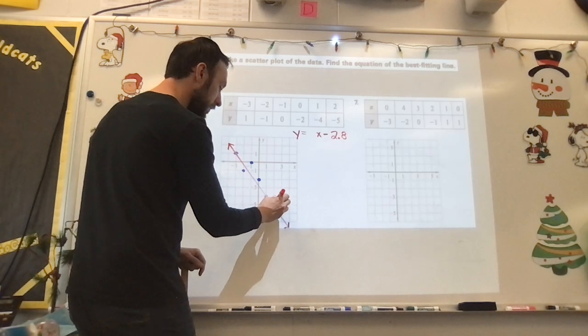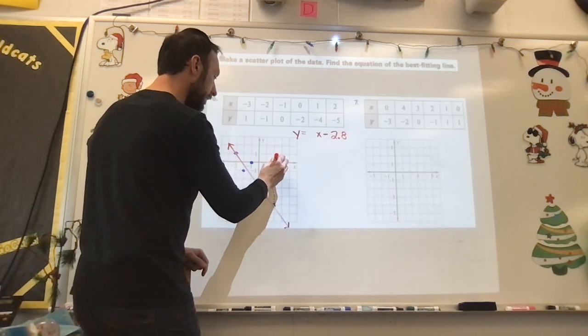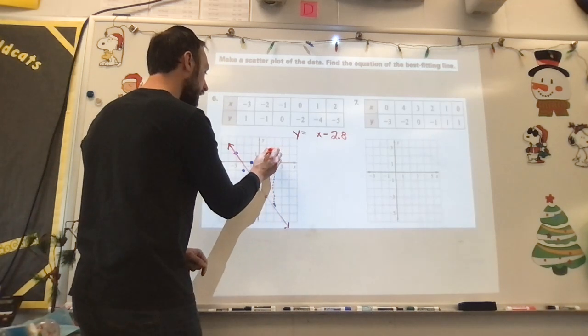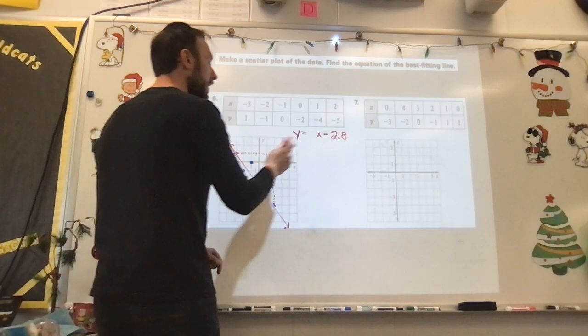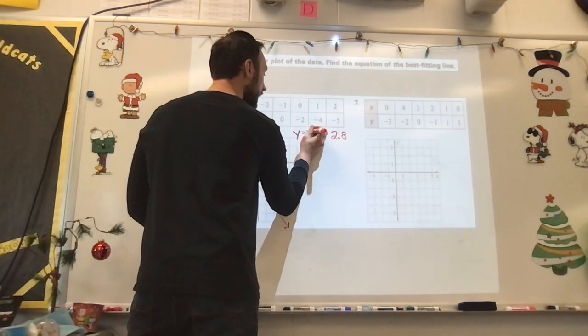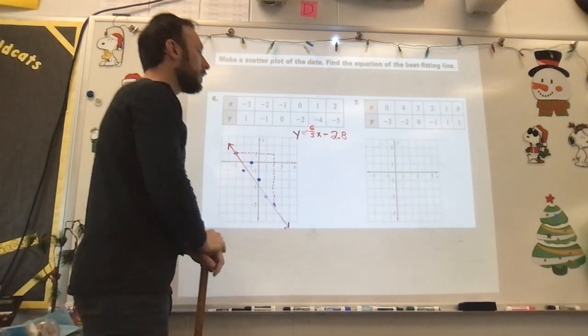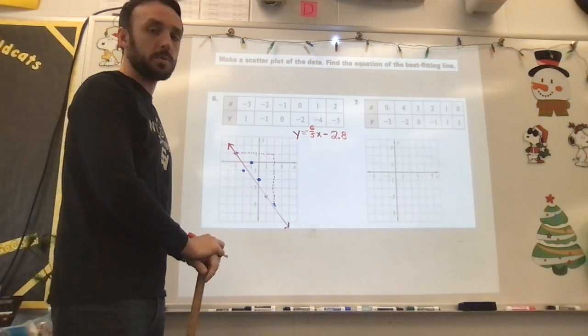So I'm going to rise up 1, 2, 3, 4, 5, 6. I rose up 6, then left 1, 2, 3, 4, 5. So I'm up 6, left 5. So it'd be y equals -6/5 x -2.8.